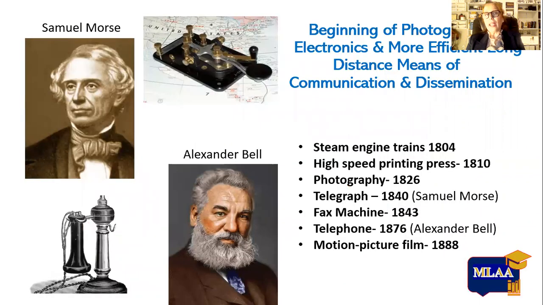First, let's look at what else happened during the 19th century. Many more discoveries were introduced. So we're talking about the steam engine train, the high-speed printing press, no more hand-operated wooden press, photography, as we mentioned before, electronics like the telegraph, fax machine, telephone, and motion picture film. All the innovations that we actually take for granted today.